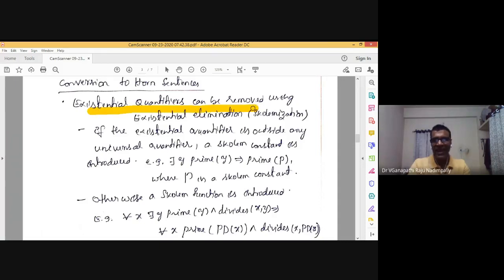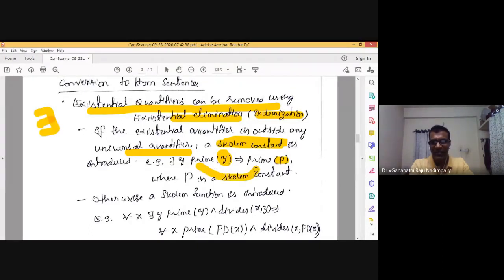Existential quantifiers can be removed. What is Skolemization? Existential quantifiers, the there-exists symbol, can be removed using existential elimination, called Skolemization. Now, two rules are to be satisfied. If the existential quantifier is outside of any universal quantifier, as in the previous example where we don't know what the prime P is, then you have to introduce a Skolem constant. Wherever there is a y, you are replacing it with P.